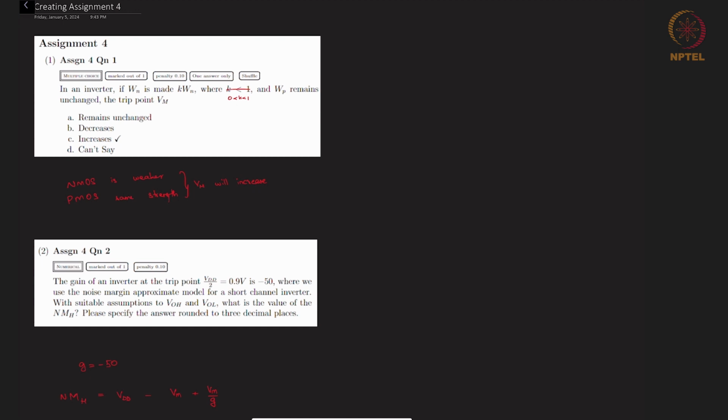Question number 1. If Wn, that is the width of the NMOS in an inverter, is made lesser, because you are multiplying with k where 0 < k < 1, that means the NMOS is being made weaker. WP remains unchanged, so the PMOS is the same strength, and therefore the trip point will increase.